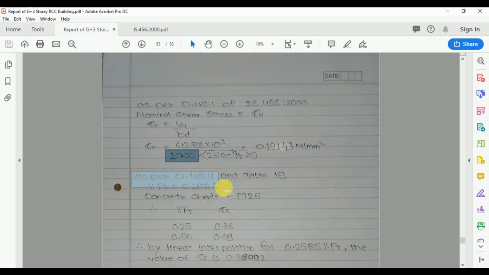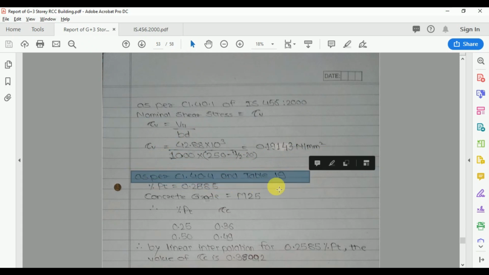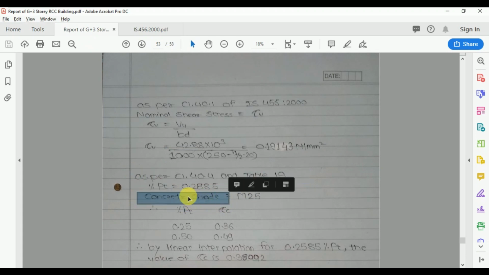Whereas as per clause 40.4 and table number 19, we need to find the value of tau C, that is the design shear strength of the concrete. This value we need to find with respect to the percentage PT and grade of concrete. So here the percentage PT as we calculated in our previous step is 0.2585 and the grade of concrete we use is M25.